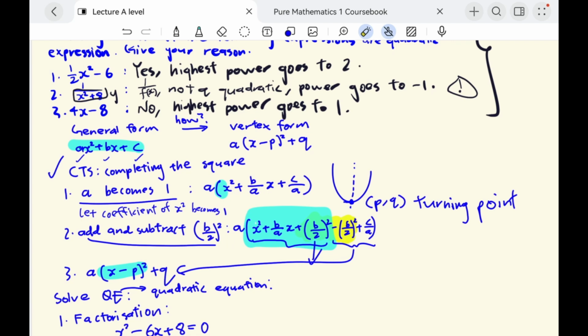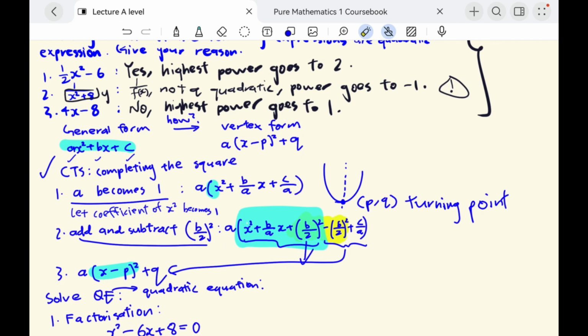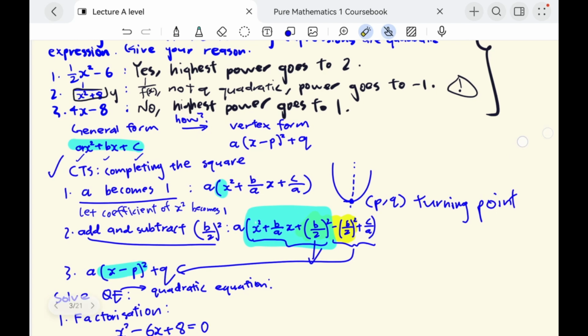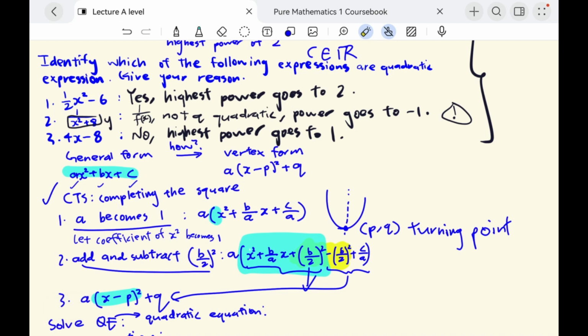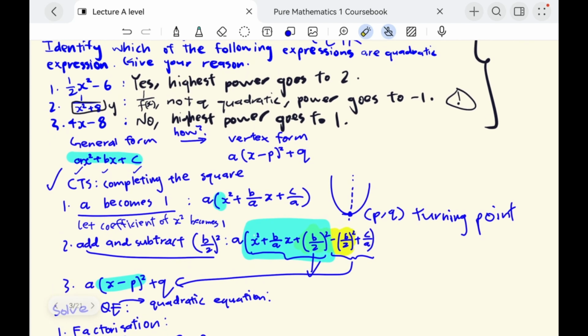So what is the advantage of the vertex form? Actually, vertex form helps you to identify the turning point of the graph of the quadratic function. Where this (p, q) is your turning point, whether it is a maximum point or minimum point depends on your a. a means the polarity. This one we will discuss later, or in the subsequent video, which is your next chapter, which is function.